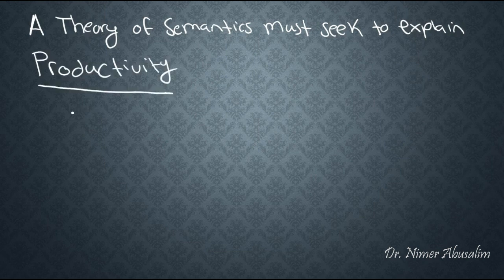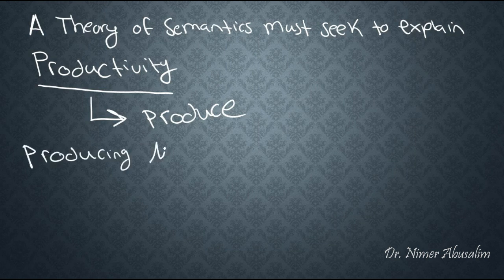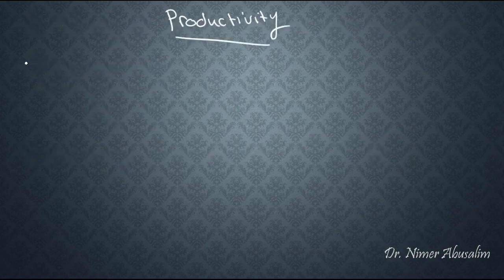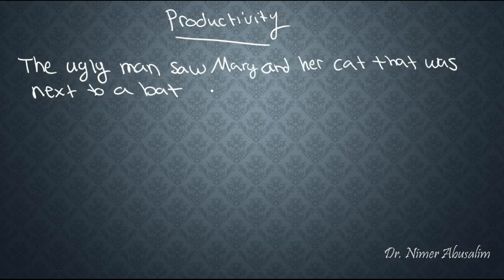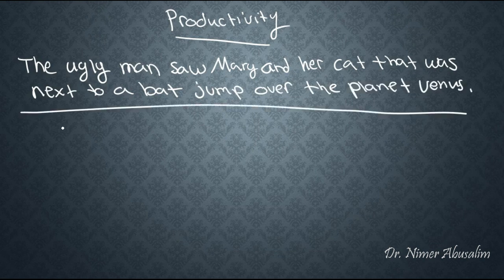Okay, so what is productivity? Well, this comes from the word produce. But what exactly are we producing here? Well, we are producing new or novel meaning. Let's see an example scenario. In the sentence, the ugly man saw Mary and her cat that was next to a bat jump over the planet Venus. This is a very weird sentence indeed.